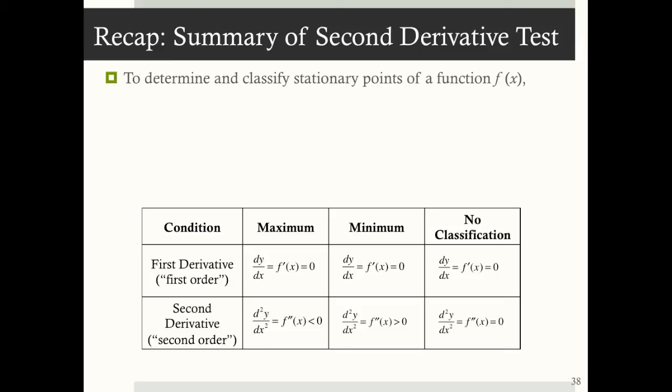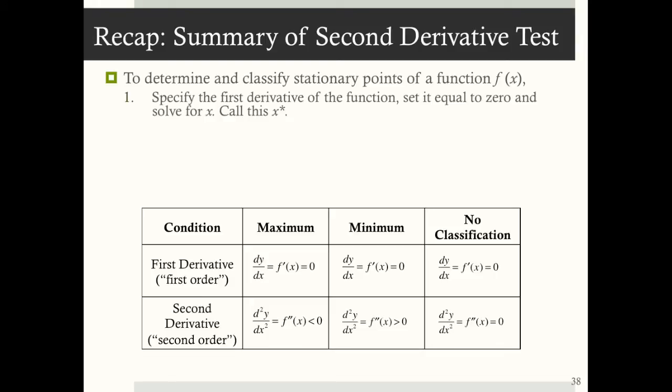So this is just a recap of the second derivatives test, which, if you recall, is just a way to find and classify stationary points of a function. So these are the steps you use. You first specify the first derivative of the function, set that equal to 0, and then solve for x. Call the outcome x star. Then you evaluate f of x at x star, which yields y star.